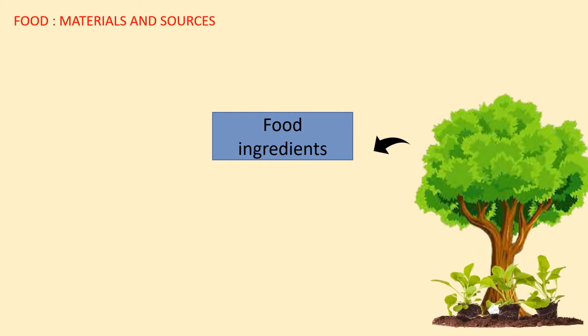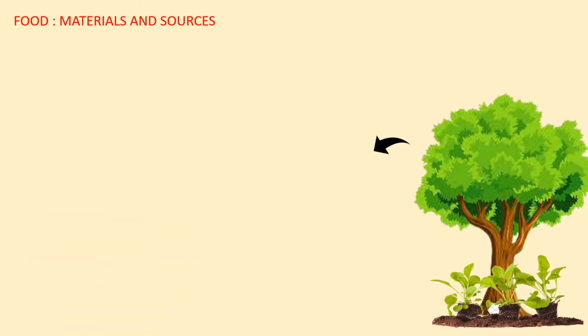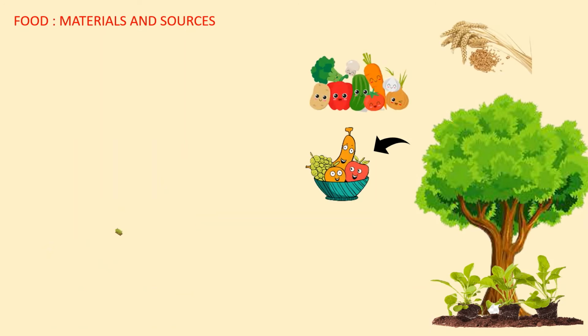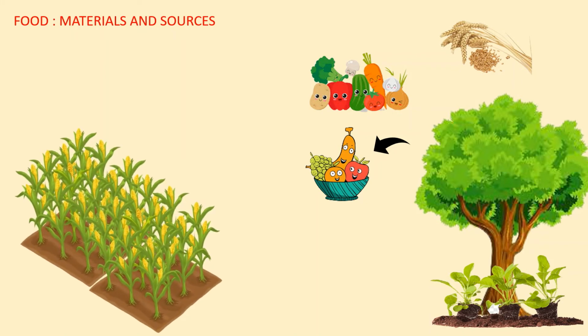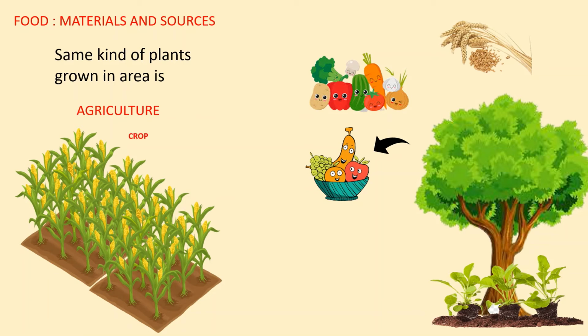The food ingredients we obtain from plants and animals, you heard me right. There are only two sources. From plants, we get grains, fruits, and vegetables. In order to obtain all these materials from plants, we need to grow the same kind of plants in an area, and that is called agriculture. And the plants grown in an agricultural area are called crops. The crops which are used to obtain food are called food crops.